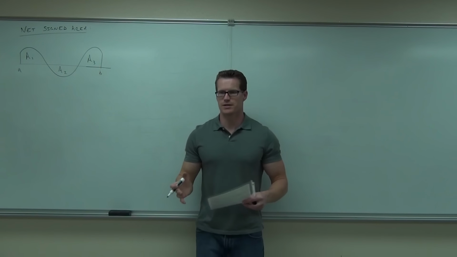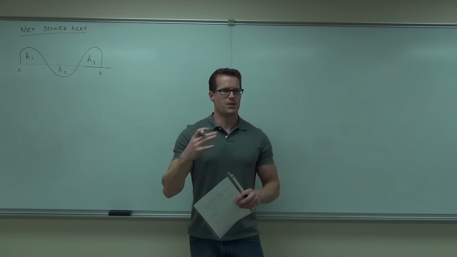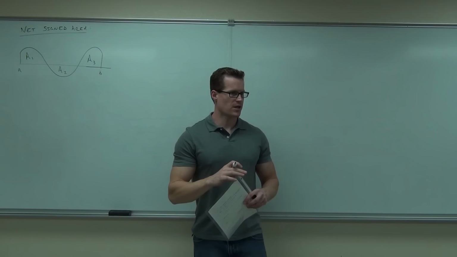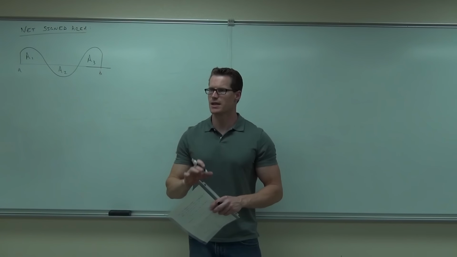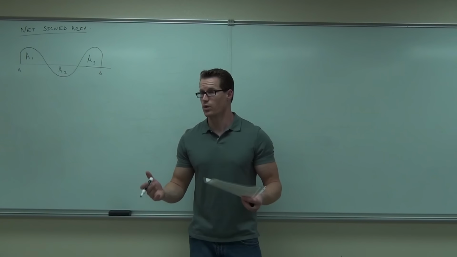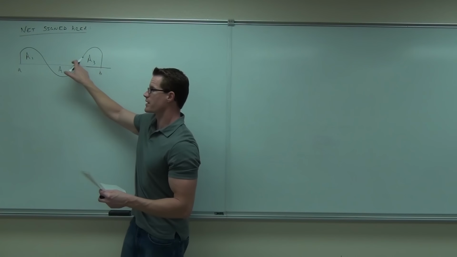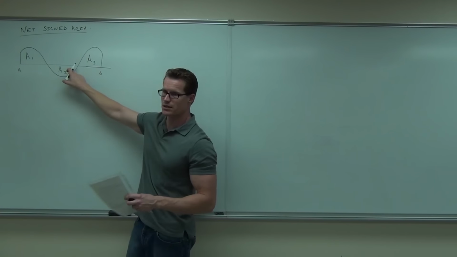Here's what net signed area says. It says the area that's above the x-axis counts as positive area. Area below the x-axis counts as negative area. That's just how this area works. It says this would all be a positive area and a positive area, but this would have a negative area.